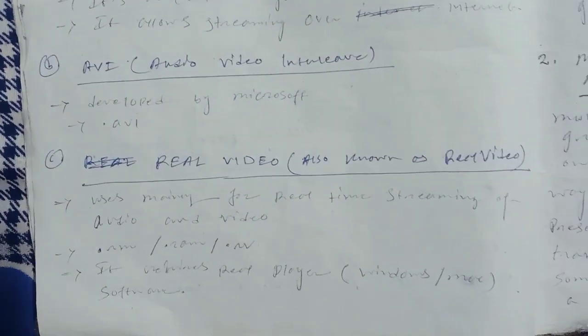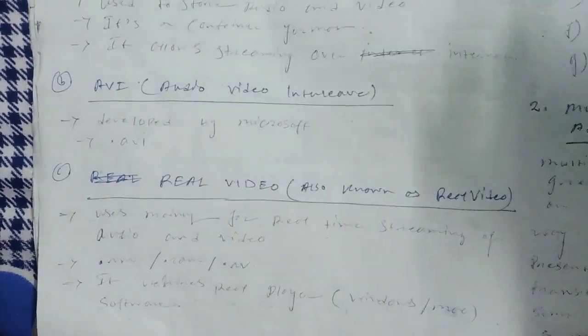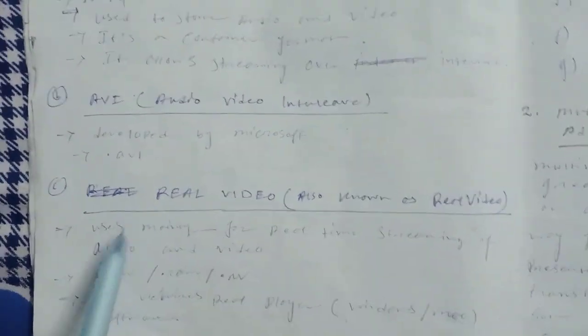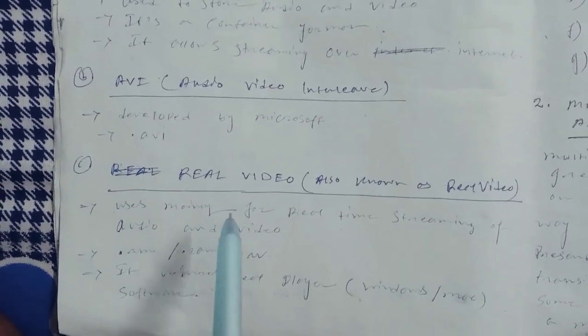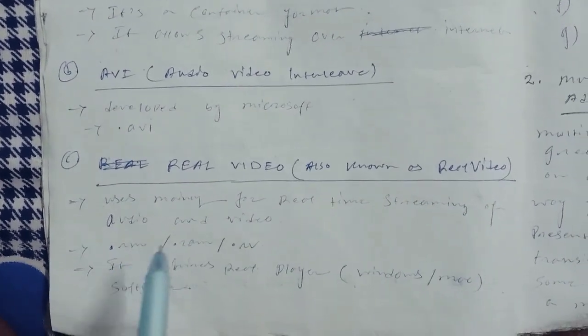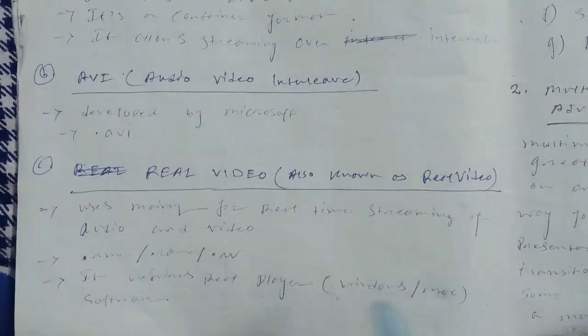Then we have real video format, also known as real video. The extension is .rm, .ram, or .rv. Any can be used among those 3. It is used mainly for real-time streaming of video and audio. It requires RealPlayer, Windows and Mac software.